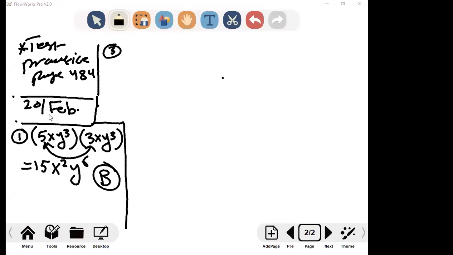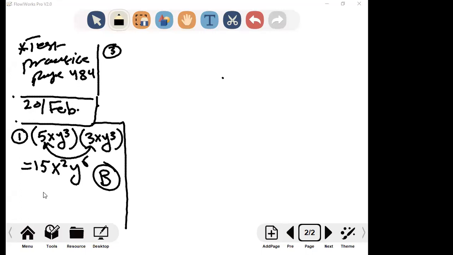We are in the test practice, page 484, and we did question 1. We multiply the numbers together, the x's together: x power 1, x power 1, x power 2; y power 3 multiplied by y power 3, y power 6. If we multiply the same bases, we add the exponents. We add the exponents, okay?